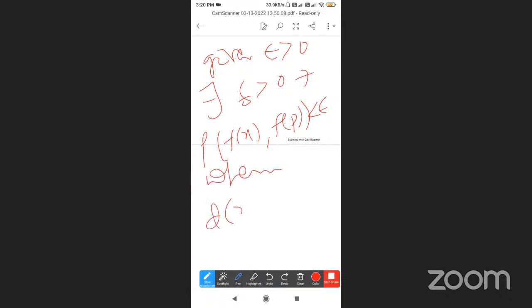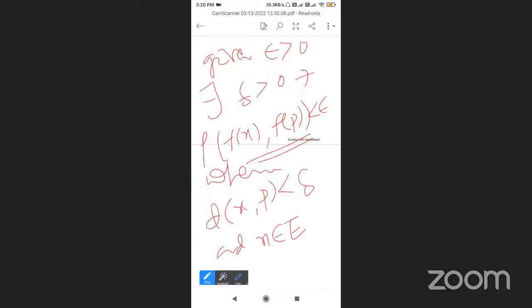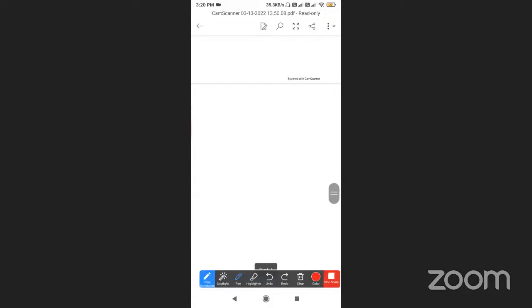So when d(x, p) is less than delta, and x belongs to X, this definition is called the second row. Then ρ(f(x), f(p)) is less than epsilon whenever d(x, p) is less than delta. Then the function f is said to be continuous.